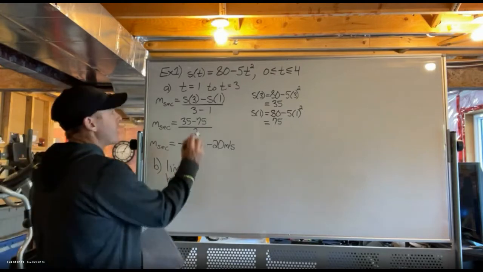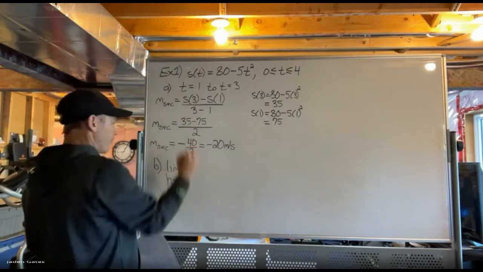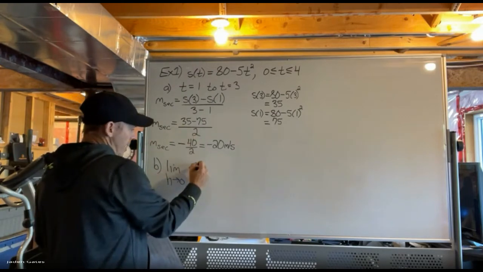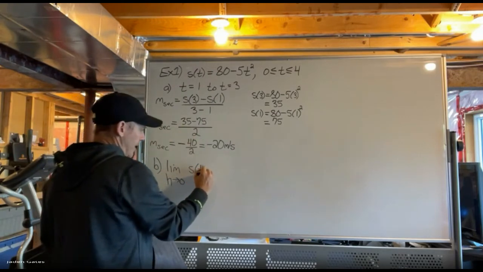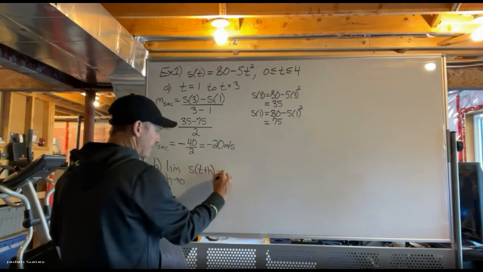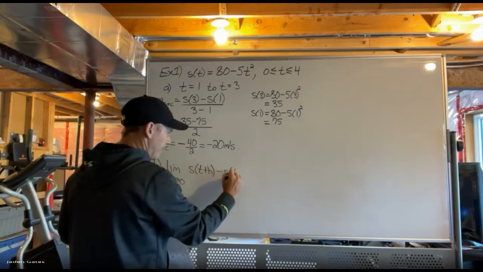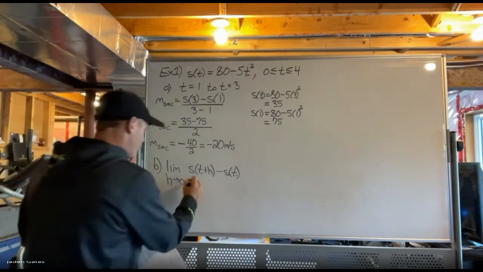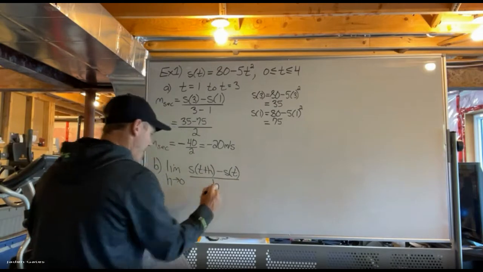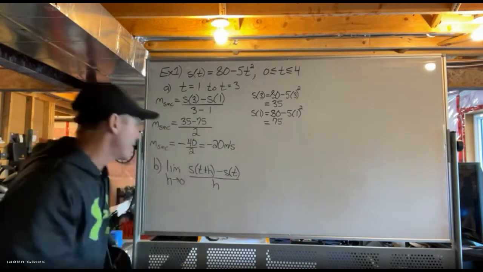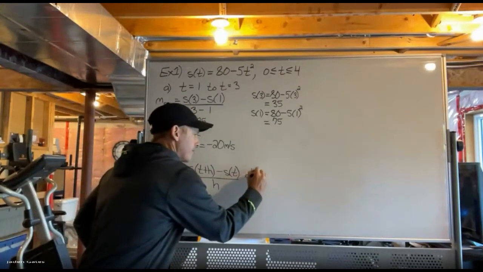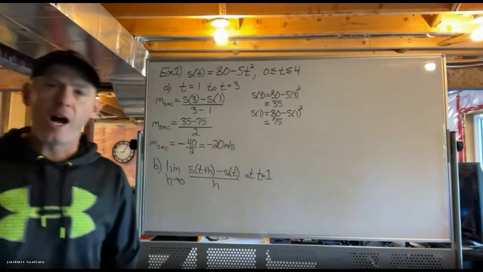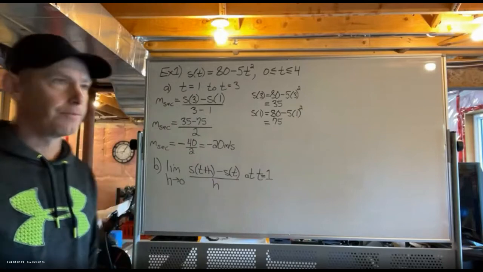And again, just in function notation here, we're going to have s of t plus h minus s of t. So again, that's our y2 minus y1 all over h. But we're specifically doing this at t equals 1. That's where we want to find the instantaneous velocity.